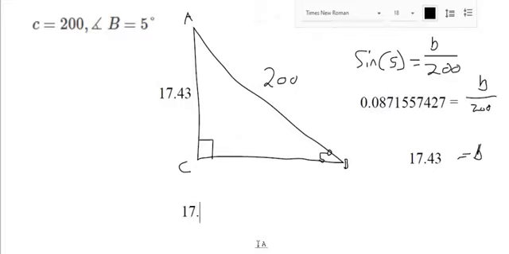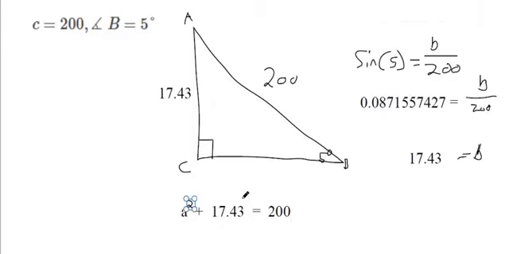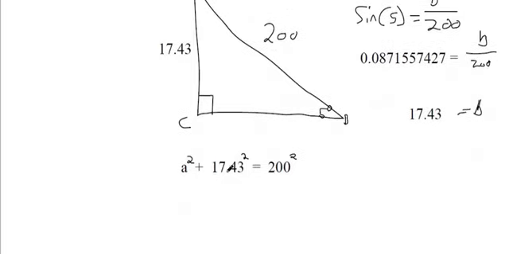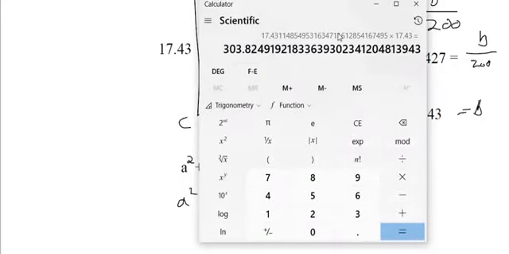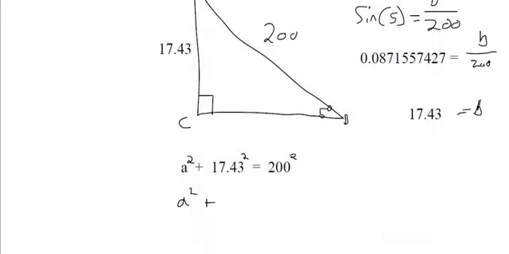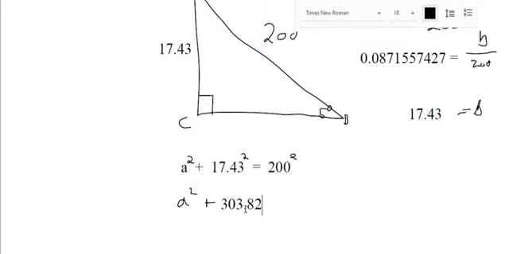So it's a squared, which actually I don't know what a is. I'll put the square in just a second. Plus b squared equals c squared, but make sure to square each of those, okay? It has to be 200 because c squared is always the hypotenuse. So now we can solve for a by figuring out what both of those squared are. So roughly 303.82 for this one.